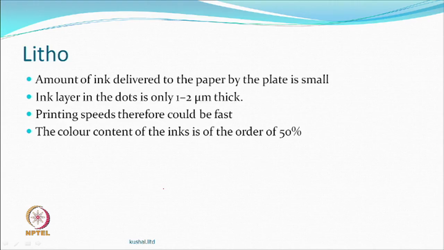The amount of ink delivered to the paper by this plate is very small. There are no engravings, nothing is going inside, just a layer. So, you are looking at a 1 to 2 micron thick layer, which is very thin, and therefore, transfer from one to another is not too much of a mass transfer, and so you can be quick, but the concentration of the color could be very high, as high as 50%. So, this is how this technology is used.